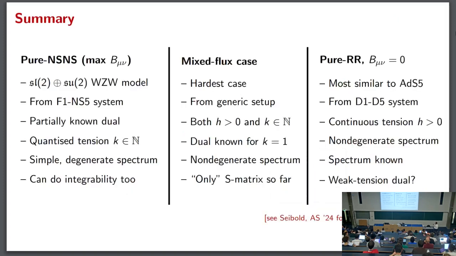Because I'm out of time, I leave you with a slide with a little bit of a summary on the pure NSNS, that is the WZW model, where everything is clear. The Ramond-Ramond, where we have the spectrum from integrability, but we don't understand the dual, and the mixed flux case, which is, of course, the richest, where there are many things to be understood. And the references that I skipped are all in this paper, as well as more explanations. So I'll just leave this on, and thank you very much for your time.